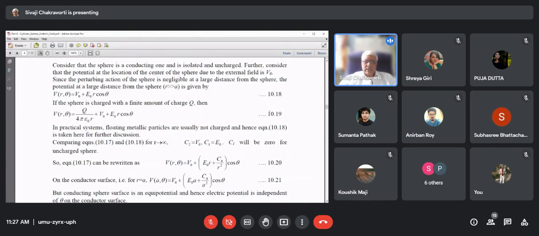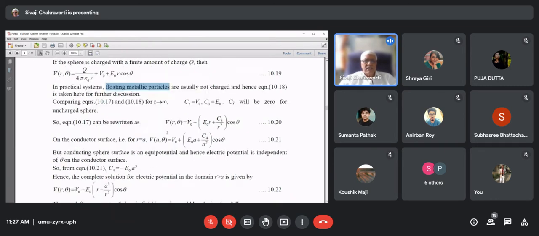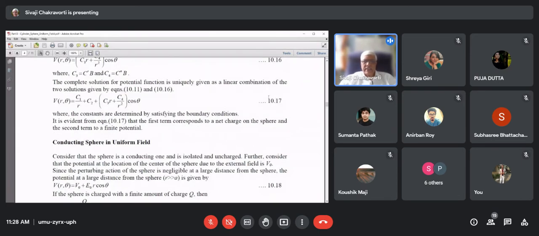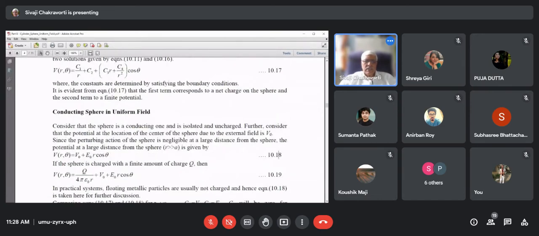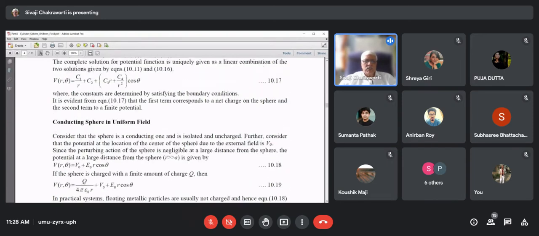So what we get, that if I compare this with equation 10.18, so 10.17 here, that's the general solution, and then 10.18, we find that C2 becomes V0 because here it is C2, and here in equation 10.18 you see this is a constant term, so C2 is V0. In equation 10.17 you have C3 R cos theta, here in equation 10.18 you have E0 R cos theta, so C3 is E0.